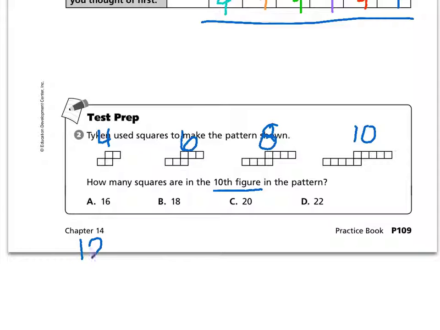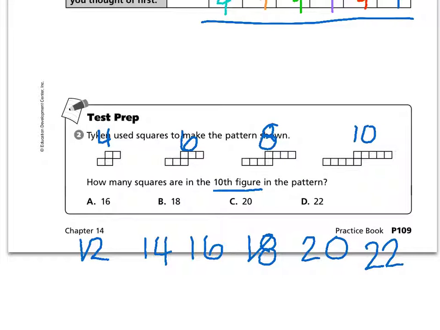So then I would have 12, 14, 16, 18, 20. That's the 9th number, so the 10th number would be 22. Remember to show your work.